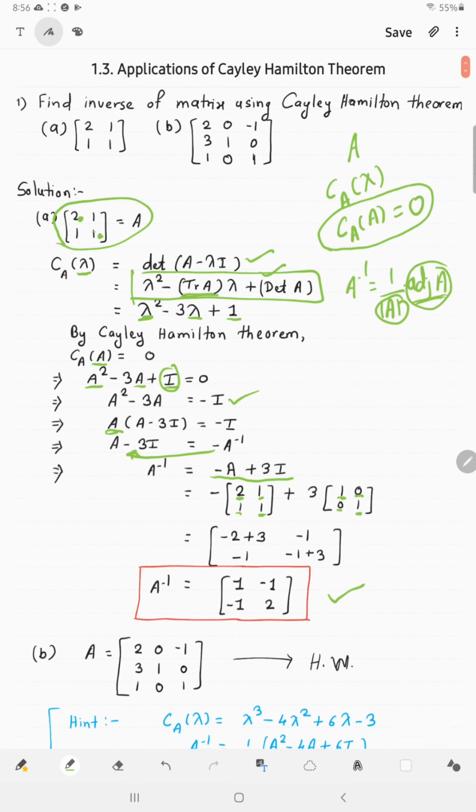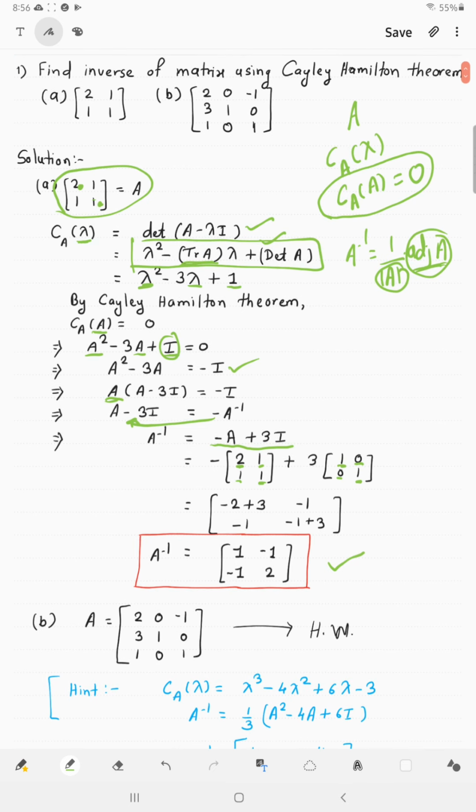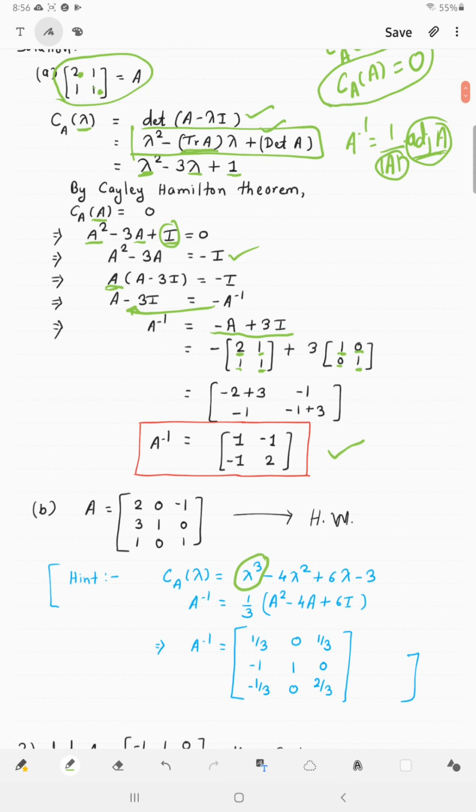Now we will see the second example. The second example is for your homework. Now it is a 3 by 3 matrix. The given matrix is of order 3. So the characteristic polynomial will be a polynomial of order 3, so the maximum power will be lambda cube. Now here I have given you a hint, so you can check it at your home. First find out the characteristic polynomial. It will be lambda cube minus 4 lambda square plus 6 lambda minus 3.